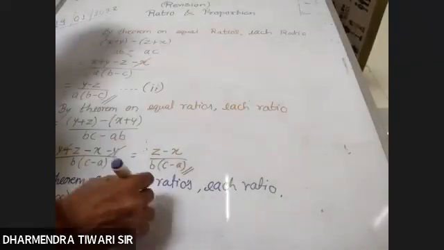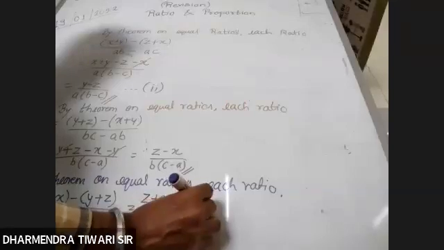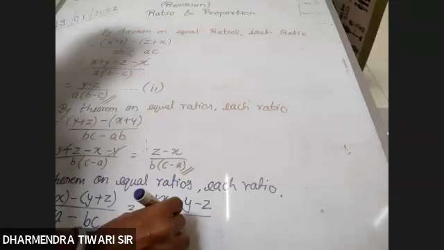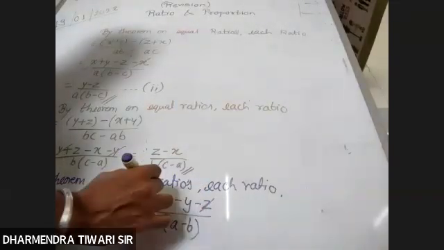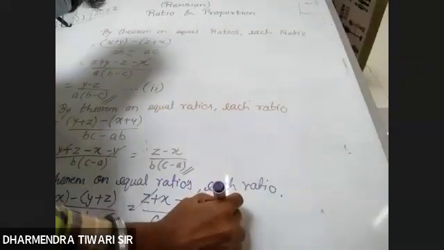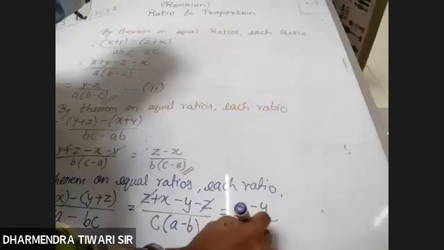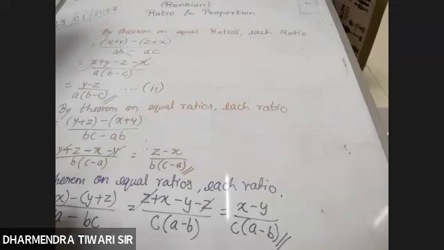Let's open the bracket. Z plus x minus y minus z divided by, you can see that c is common, take it outside, a minus b remains. And cancel the terms with opposite sign. Z gets cancelled. What remains is x minus y divided by c into a minus b. Okay, this is our answer. So we have completed the third problem.